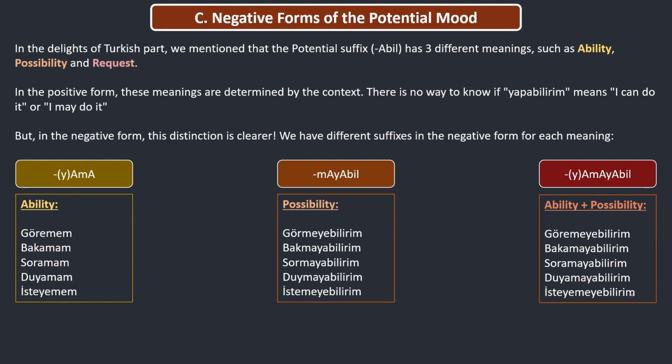But now we will go over the details of each suffix. When you actually see the suffixes separately, they look very similar. I will explain this in a bit. So, for example, let's start with this part. Ability, just ama. This part.